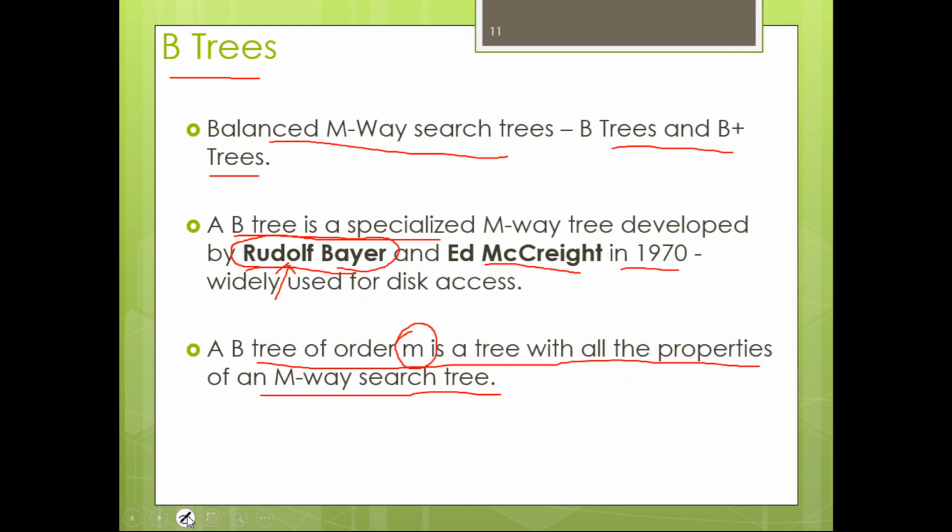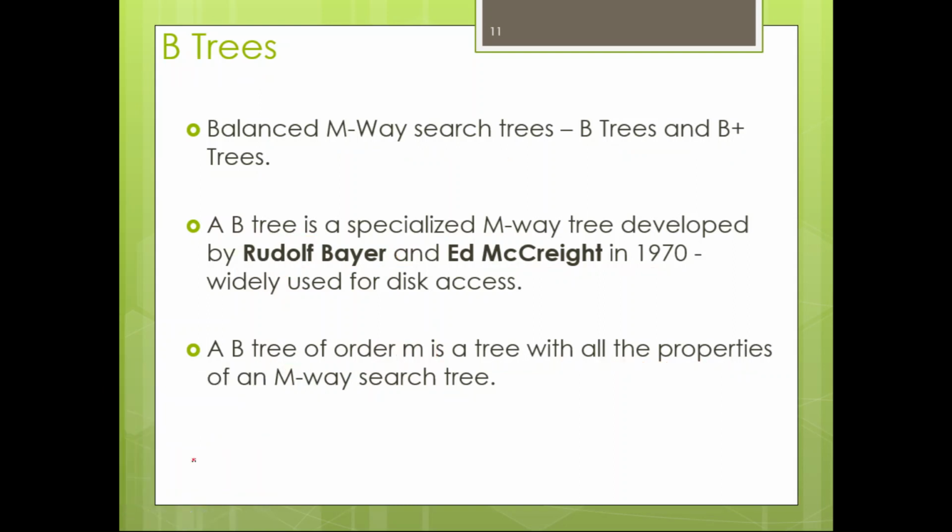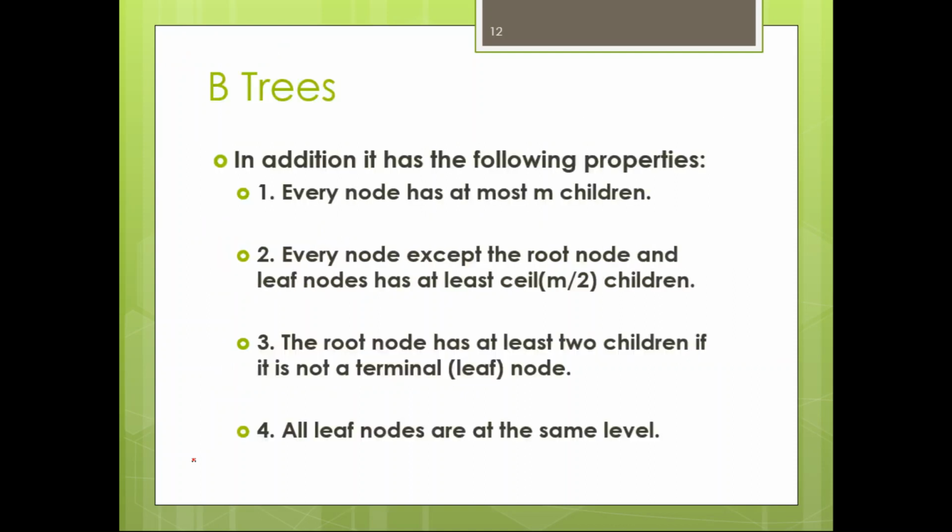Okay, fine, right? So with this, I think we have set the stage for B trees. B trees and B plus trees are balanced M-way search trees. A B tree of order M includes all the properties of an M-way search tree, and also has its own set of properties. So what are the properties of B trees? That's what we are going to discuss.